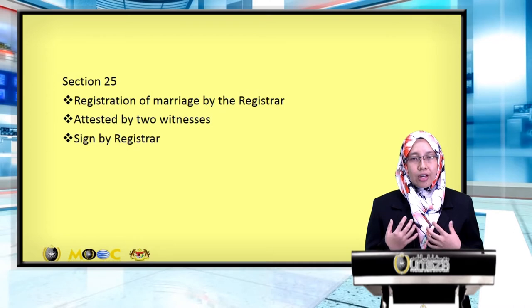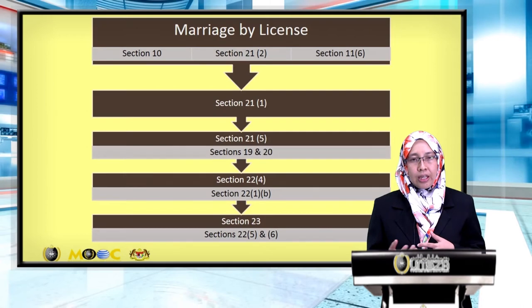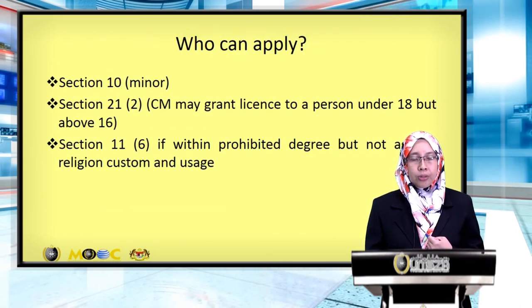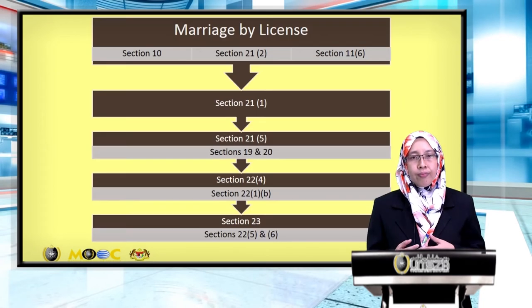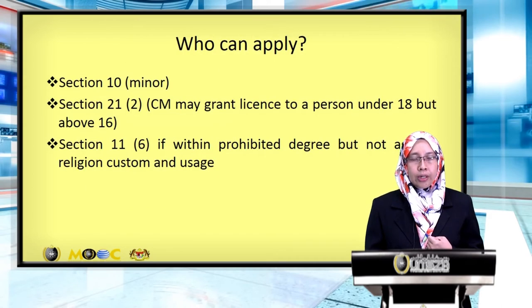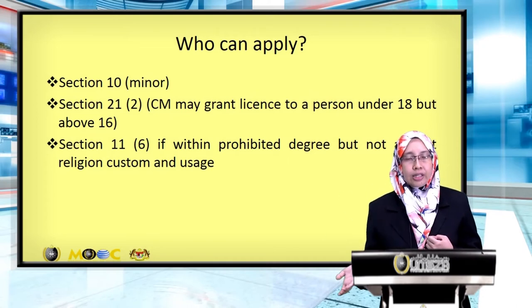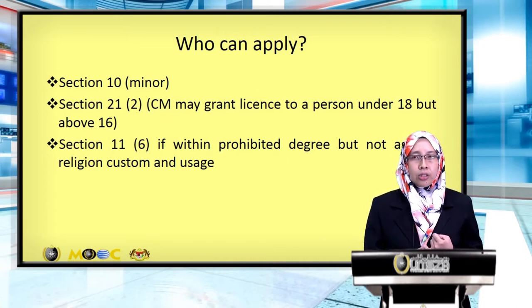After the signing of the entry by the registrar, that is the end of the procedure for marriage by certificate. In a way, marriage by license is only granted for those who did not reach the minimum level of age as stated in section 10, where the male is below 18 years old and the female is below 16 years old. And also those who are within the prohibited degree, but the religion, custom and usage allows them to marry. So here, they need to obtain the license from the chief minister.